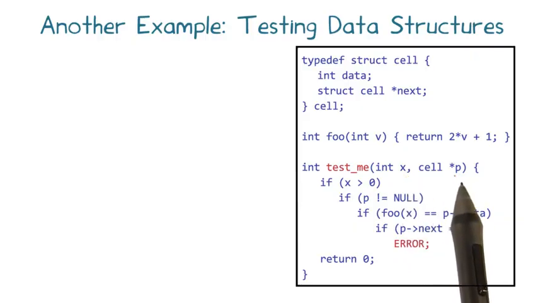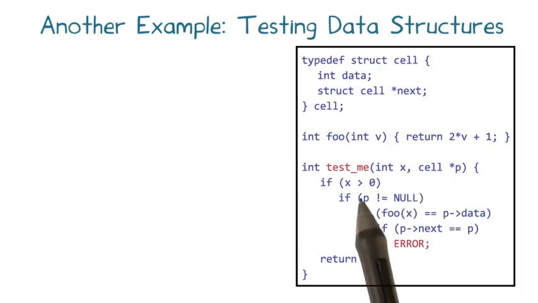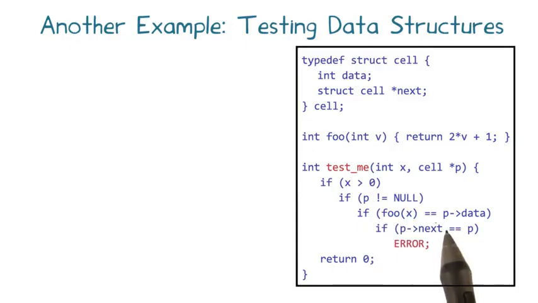Finally, we define the function testMe, which takes an integer x and a pointer to a cell called p and does 4 nested if checks. If x is greater than 0, if p does not equal null, if foo of x equals p.data, and if p.next equals p. If all 4 of these conditions are true, then the function throws an error. Otherwise, the function returns 0.